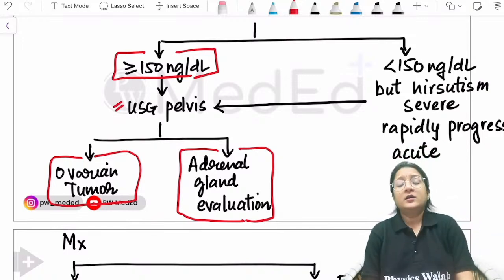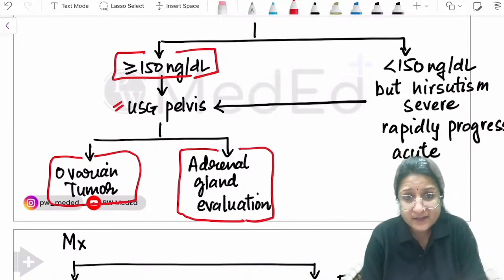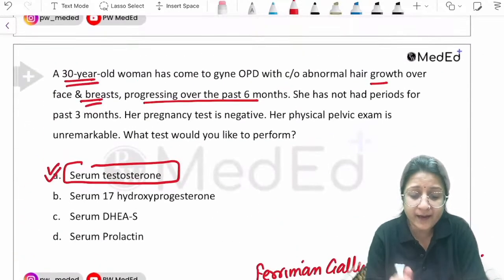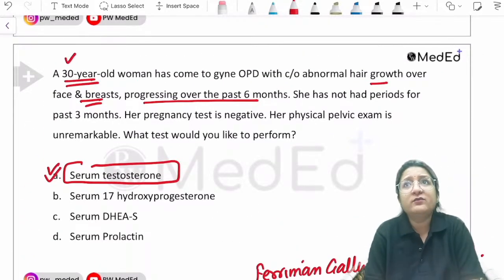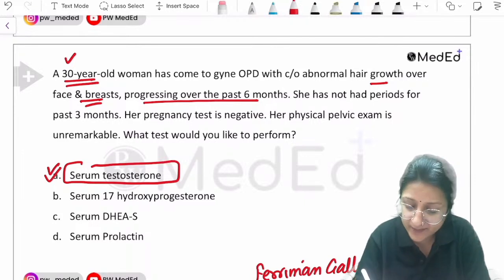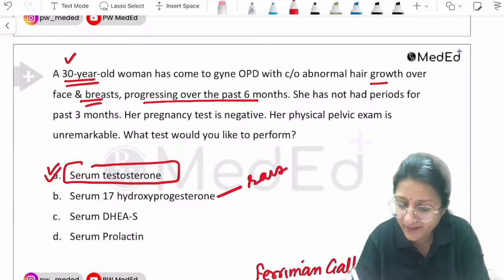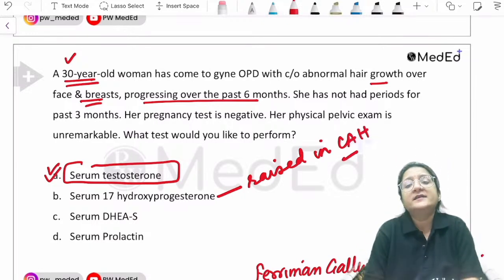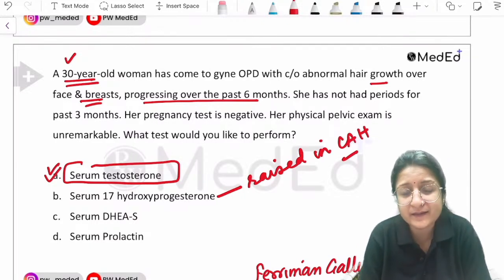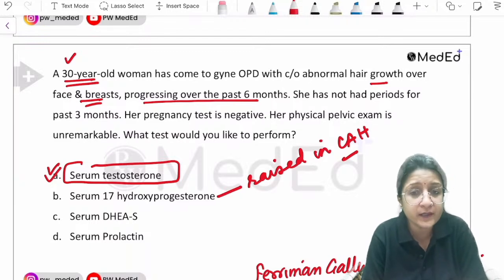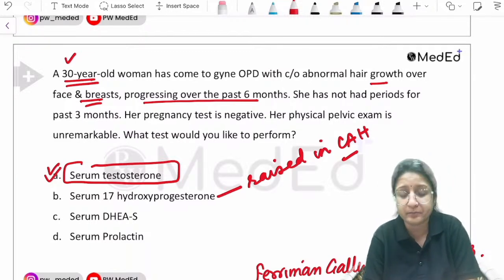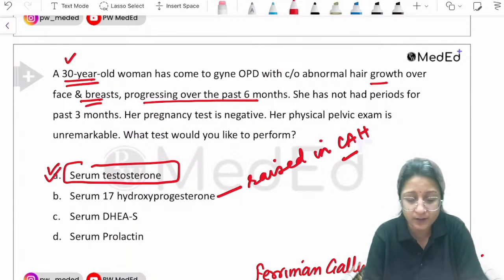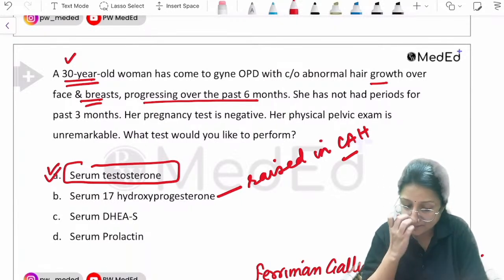Congenital adrenal hyperplasia is very unlikely in this young age. Let me also point that out to you. At this age of 30, if there would have been congenital adrenal hyperplasia, serum hydroxyprogesterone is raised in congenital adrenal hyperplasia. The non-classical form of congenital adrenal hyperplasia presents at puberty or maybe with precocious pubertal development. Age is going against the diagnosis of congenital adrenal hyperplasia.